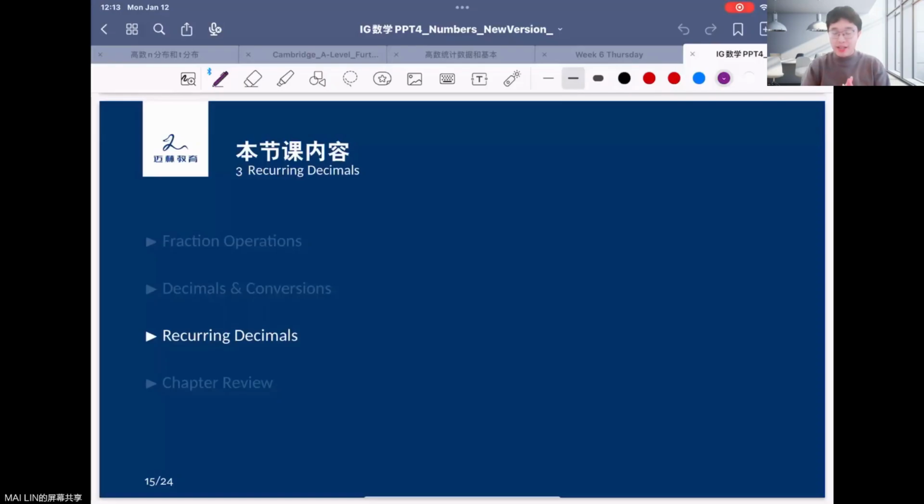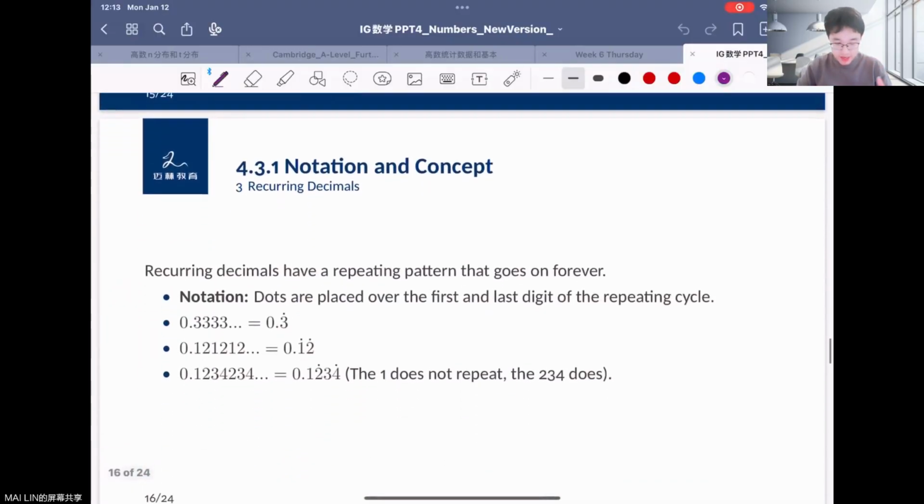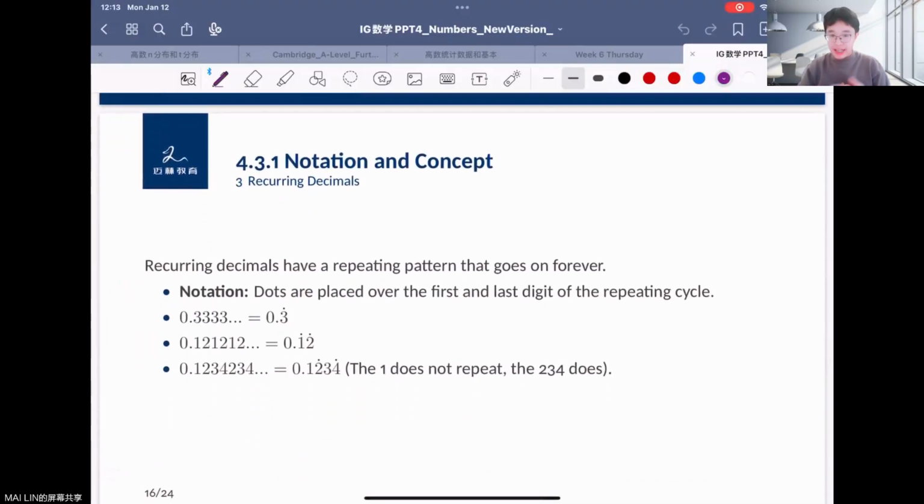Okay, hello guys. Today our topic is about recurring decimals in IGCSE Mathematics. So let's move into the first slide of today's lesson. This is about notation and concepts, and you can find here a notation for the recurring decimals.